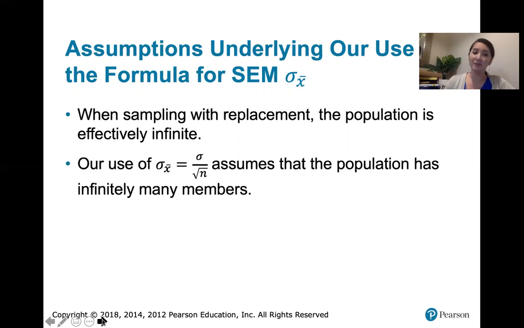Well, the formula that we used earlier, which says that the standard deviation of the sample means is equal to the original population's standard deviation divided by the square root of the sample size, assumes that the population has infinitely many members, which is a fine assumption as long as we're sampling with replacement.